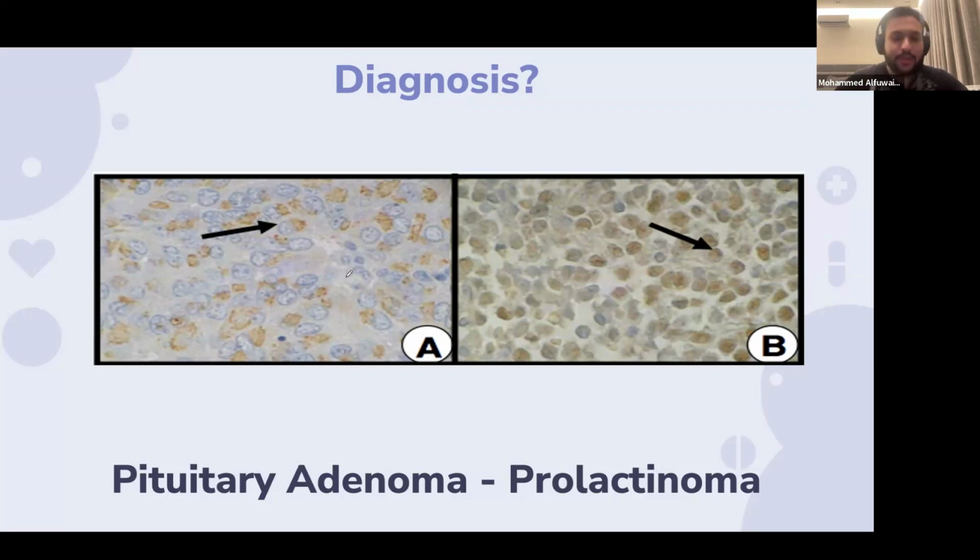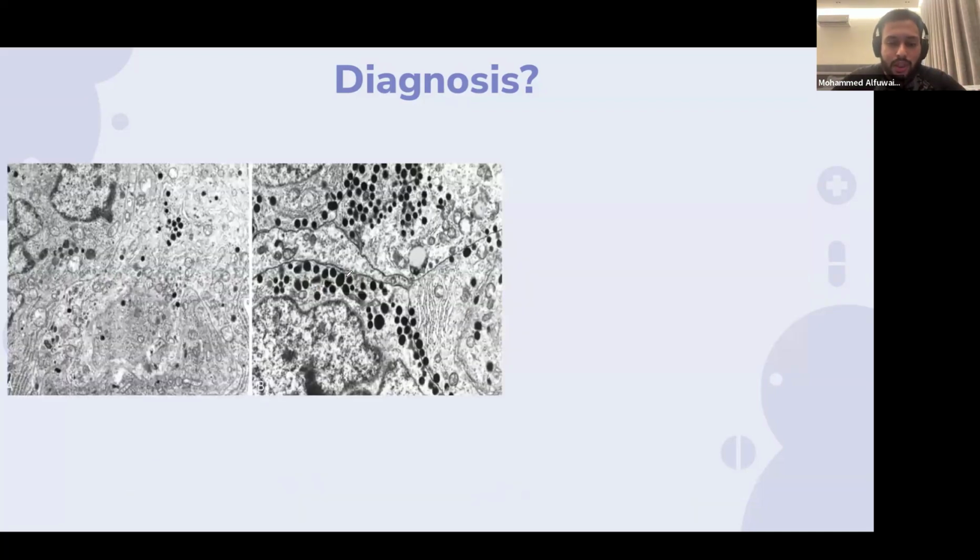Decrease GnRH. That's the main mechanism. Excellent. So prolactin will inhibit GnRH, which will inhibit LH and FSH. And this will cause the low sex drive, low libido, and the amenorrheic effect and anovulation. Now, same patient over here.